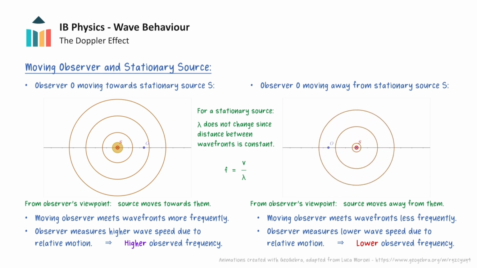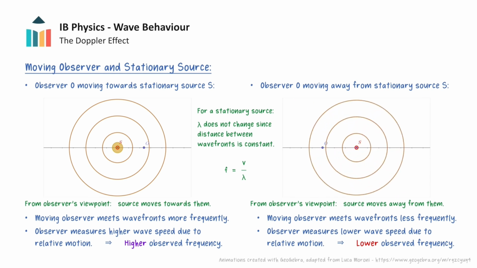Since the wavelength does not change for a stationary source, this is why we often refer to the change in frequency measured by the observer, and not the change in wavelength when defining the Doppler effect.